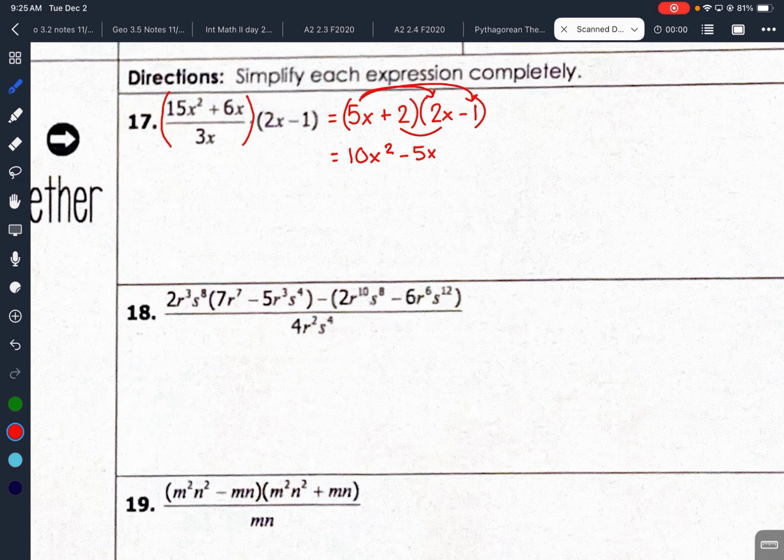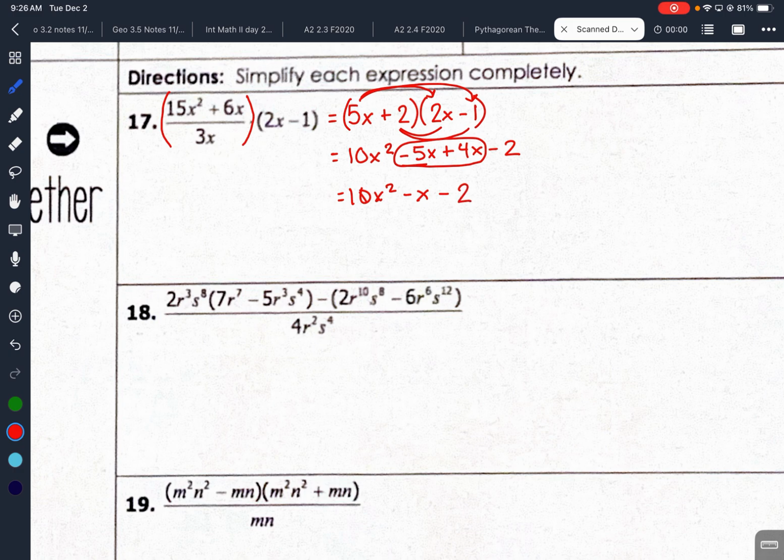Positive or negative? Positive. And 2 times negative 1 is? Negative 2. Now what do I do? Combine like terms. And my only like terms are where? The middle ones. So I have 10x squared minus x minus 2.